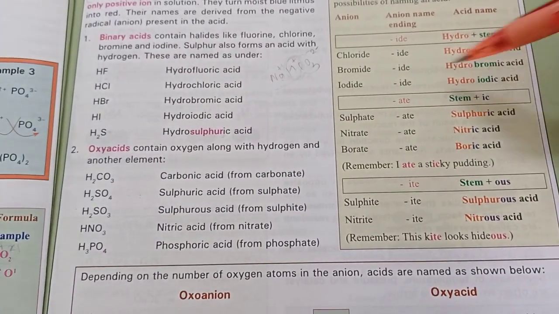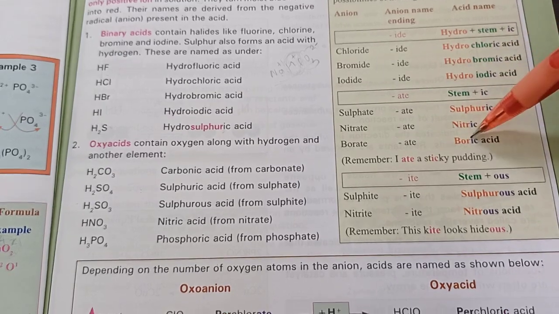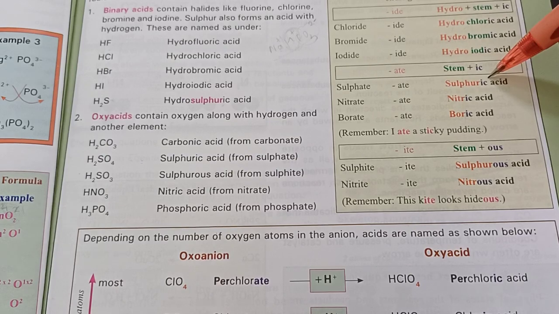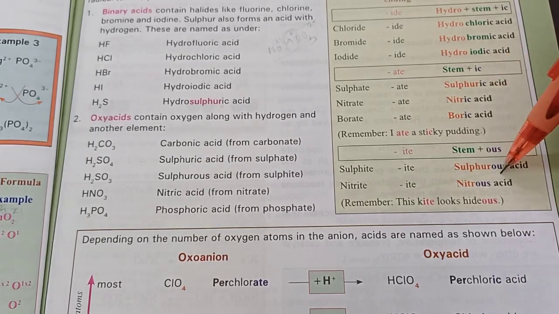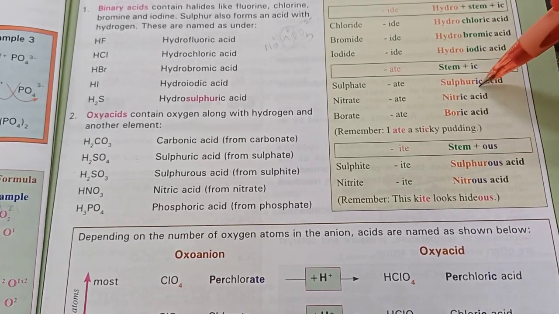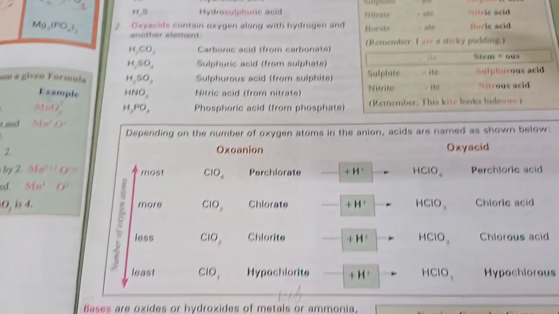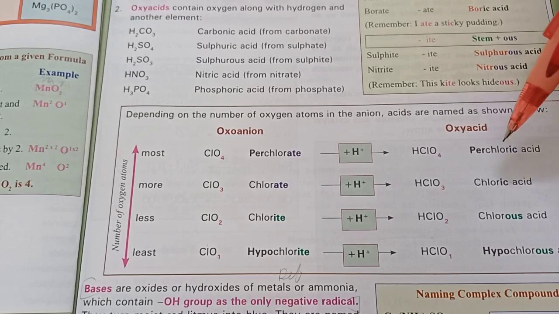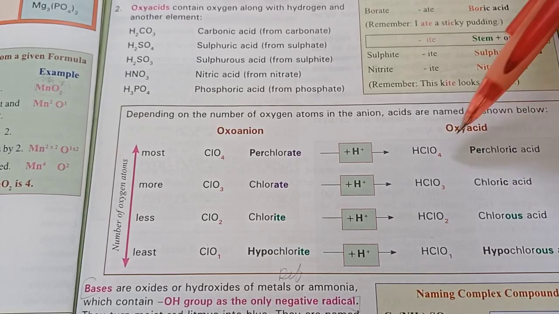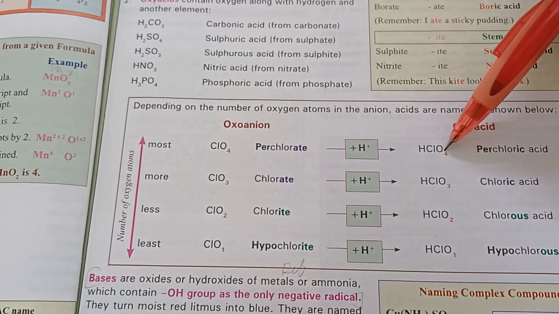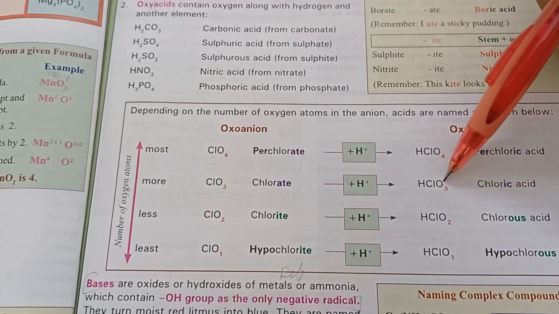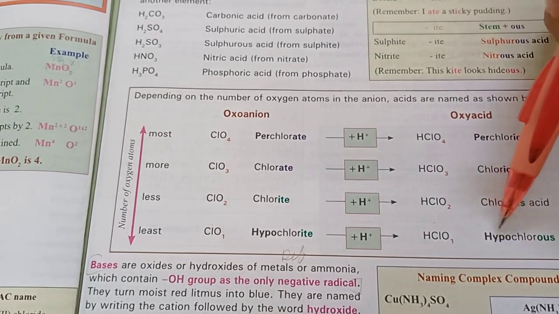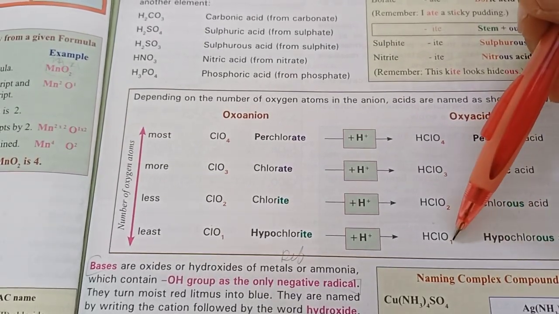Now remember the names of the various acids. Sulfurous acid is H2SO3, sulfuric acid is H2SO4, nitrous acid is HNO2, nitric acid is HNO3. Also remember the names of these compounds. Perchloric, because it has 4 oxygen atoms. Chloric acid, 3 oxygen atoms. Chlorous, little less, so 2 oxygen atoms. And hypochlorous, hypo means even lesser, so only 1 oxygen atom.